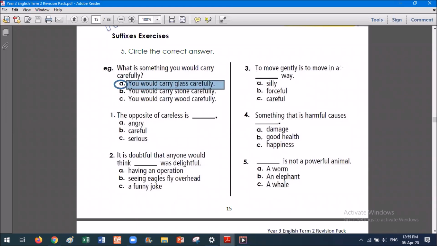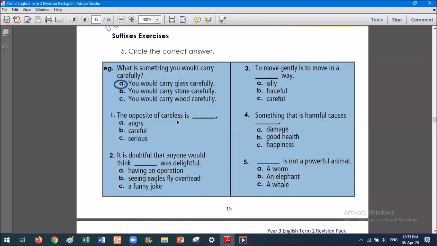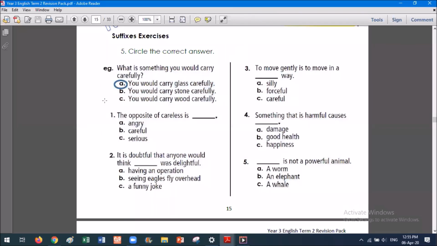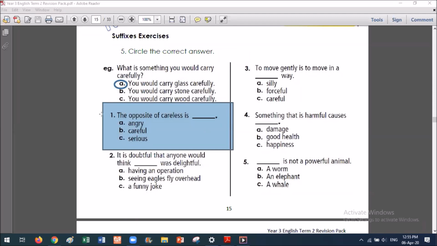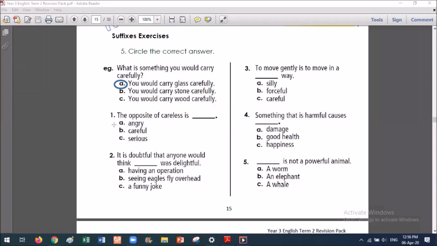So let's see who's got another answer for number 1. Yusuf, hello. What is the opposite of careless? Careful. Careful, yes, because less and full are opposites. Bravo. So what would we do for our homework? The opposite of careless is careful, so we would draw a circle around the correct answer.